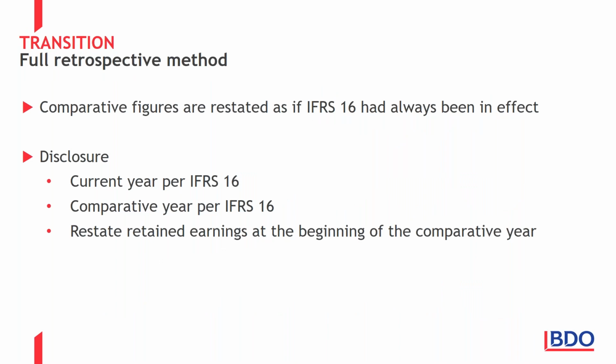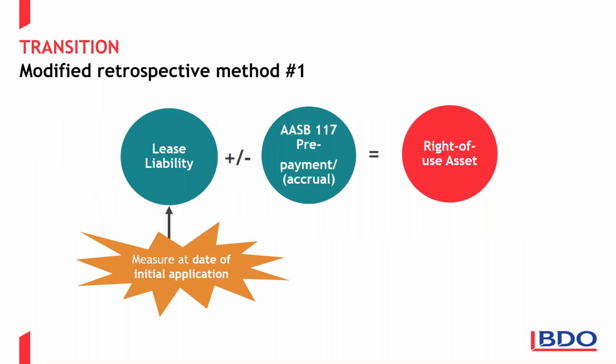So comparatives are restated as if IFRS 16 had always been in effect. The disclosure, you'll disclose it in the current year under IFRS 16, your comparative year under IFRS 16, and the retained earnings at the beginning of the comparative year, you also fix that and disclose that.